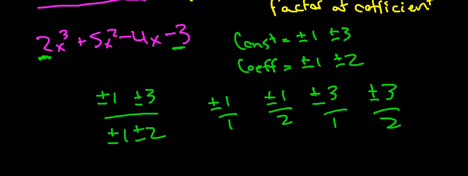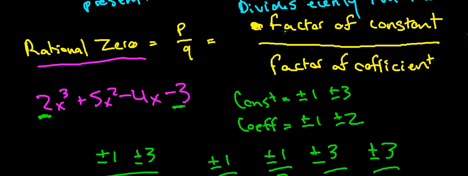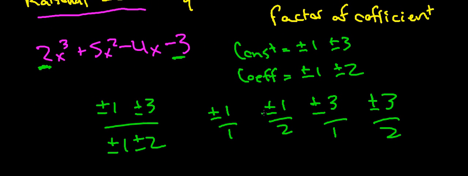Or let's simplify them. But you can see what I've just done. These are all the possible combinations of a factor of the constant over a factor of the coefficient. We know it's one of these, or it could be multiple of them. Any possible zeros will be here. We just don't know which one. So we have to write out all of the different possible combinations, and then from these possible combinations, we can start testing with our factor theorem.